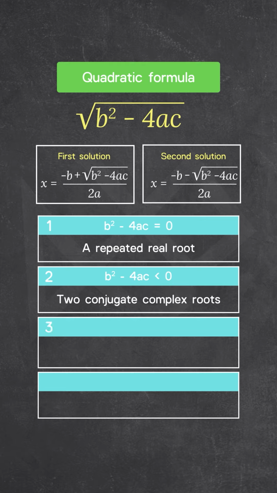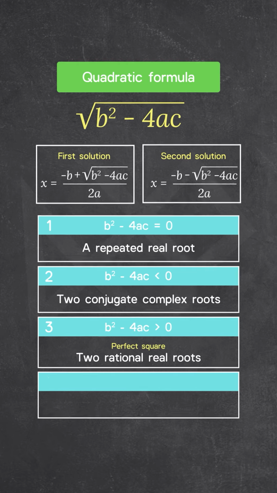As for the third case, the discriminant is a perfect square. What's meant by a perfect square is that it's the square root of a whole number with no fractions, like 4, 9, and 25, for example. In this case, the two roots or solutions are two rational real numbers.